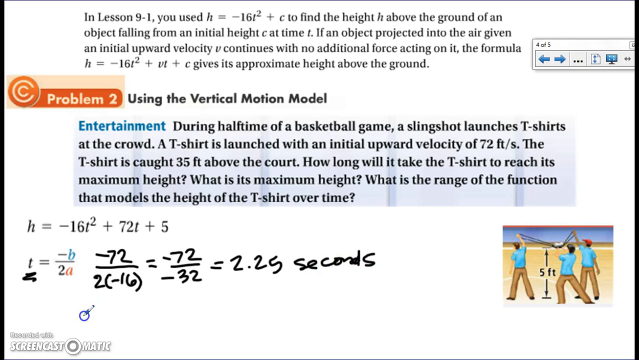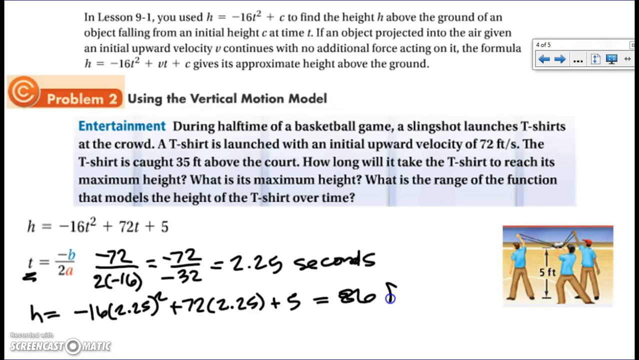Then we want to know the y-coordinate for it. So we're going to plug that 2.25 back into our equation. And again, that's something that you can type into your calculator because it does have decimals. We don't expect you to know how to do that. And when you plug all that in and solve it, you get 86. So that is going to be your y, which means that it's going to be going 86 feet in the air. So it'll take 2.25 seconds to reach 86 feet in the air. That's the highest point that it's going to reach.